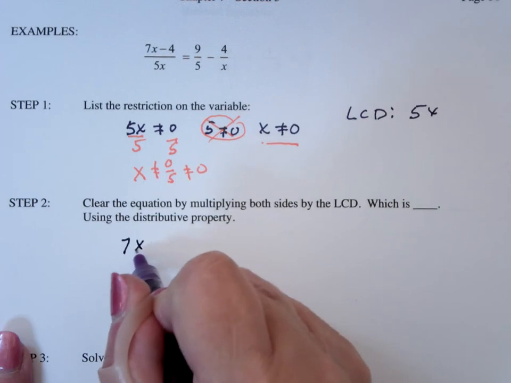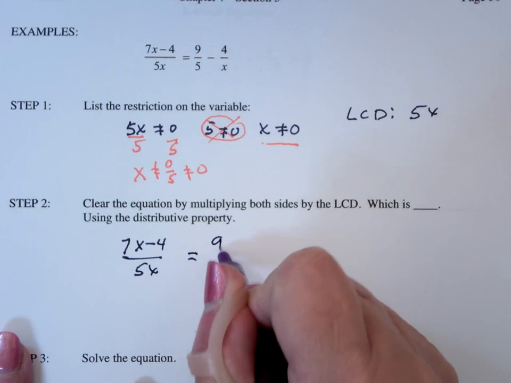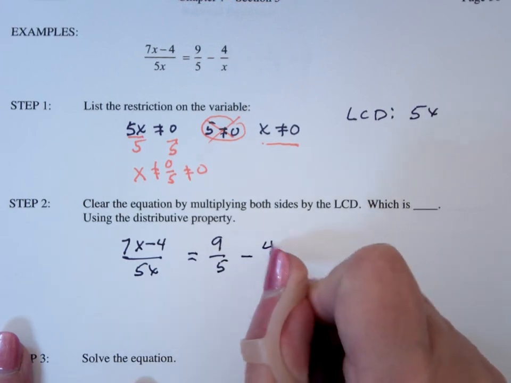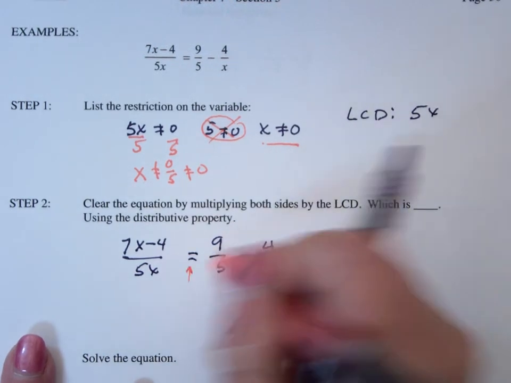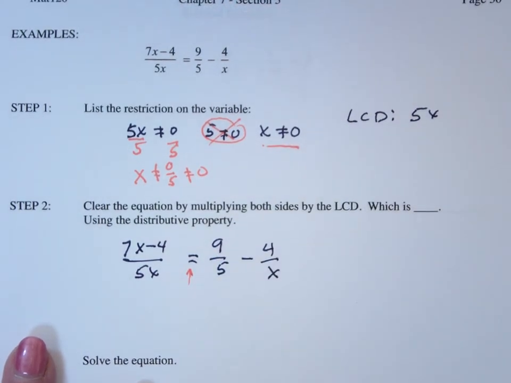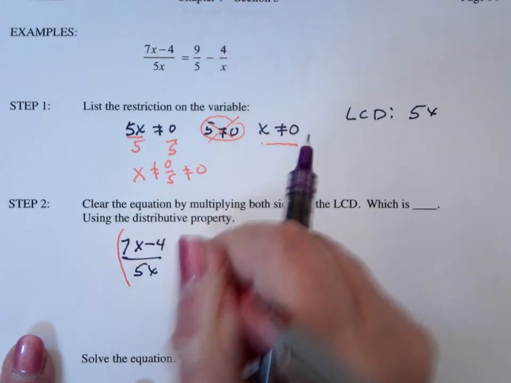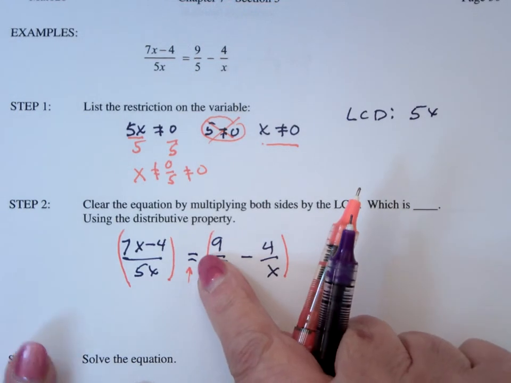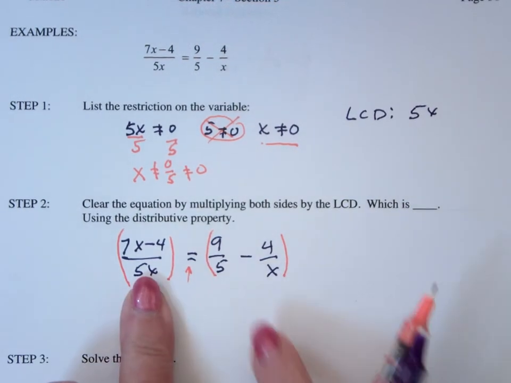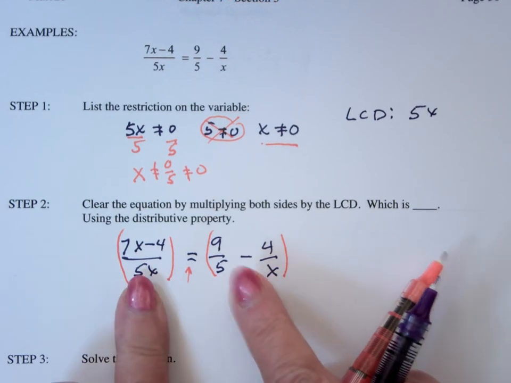My problem is 7x minus 4 over 5x equals 9 over 5 minus 4 over x. Now, here's my equal sign. When you're dealing with equations, it is always essentially almost the same. I have a set of parentheses on this side, a set of parentheses on that side, as though that were a balance scale. This set of parentheses has to equal that set of parentheses. You give me an x value, and both of those values have to be the same.